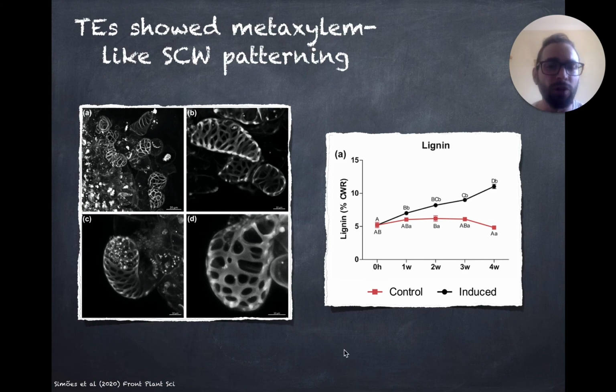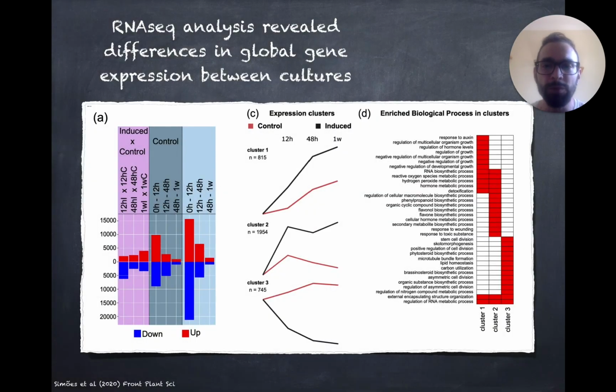Also, we followed these cultures for several weeks and measured lignin content. You can see that in the cultures in which we induced the differentiation of these cell types, we see an increase in lignin deposition, which corroborates the formation of these xylem-like cells. Then we performed RNA-seq on those cultures.